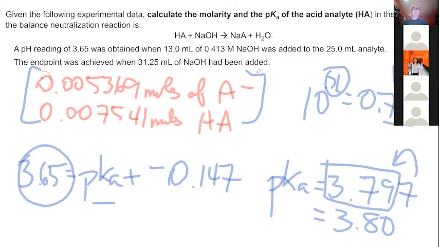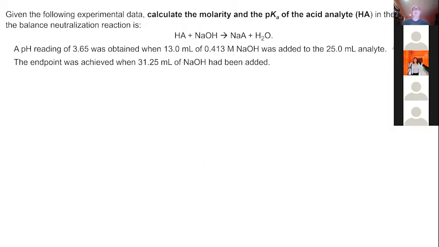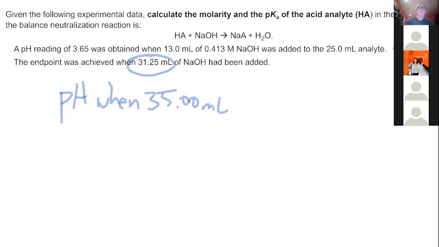So another question I got was, what do we do after we've added more base than acid? A similar type question that confused people was, if the endpoint was achieved when that much sodium hydroxide was added, what would the pH be when 35 mils of hydroxide have been added? How would we do that?